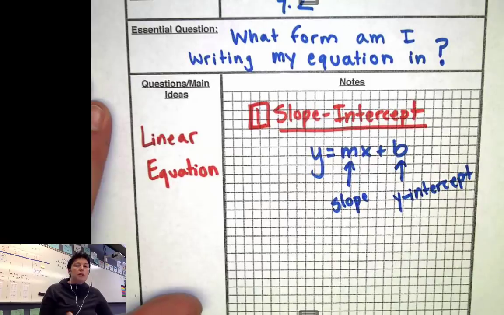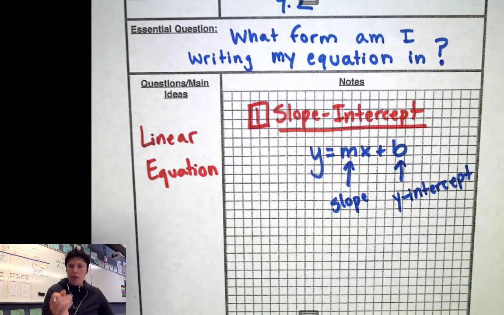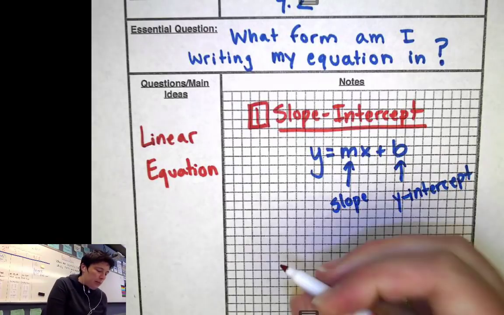So we like y equals mx plus b because right away when we see it, we're like, oh, there's a slope, there's the y-intercept, and we're ready to graph. We're ready to rock with it. So it's a really nice format, but there are other formats as well.